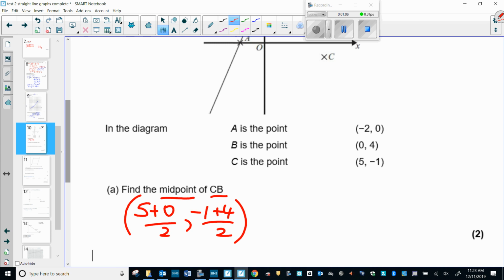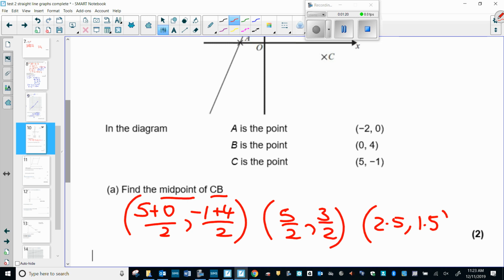You've got x comes before y in the alphabet, x comes before y in the coordinate. So 5 plus 0 is obviously 5, divided by 2 is 5 over 2, or 2.5. And then negative 1 plus 4 is 3, so that's 3 over 2, or 1.5. Okay, so you either have 2.5, 1.5, or 5 over 2, 3 over 2.